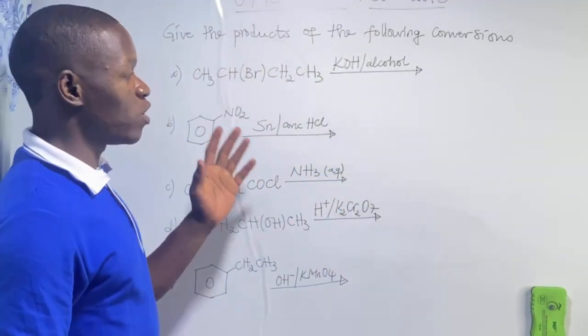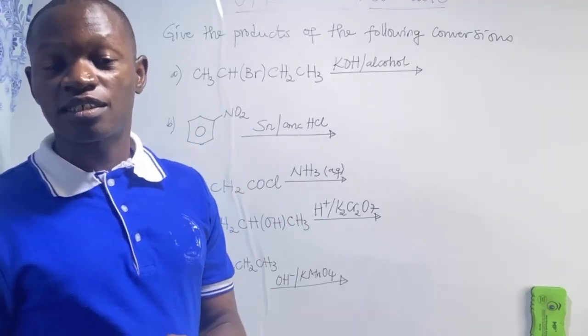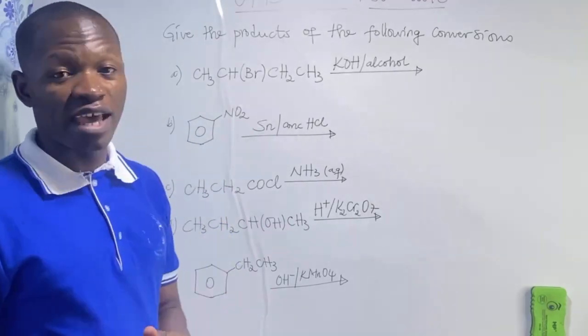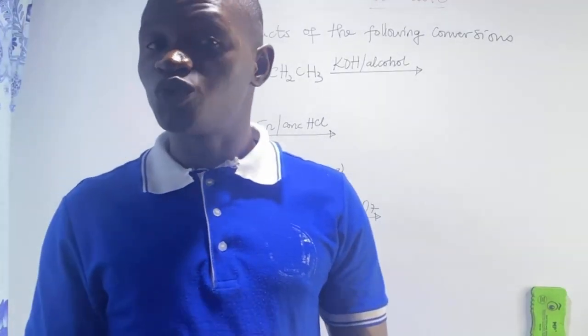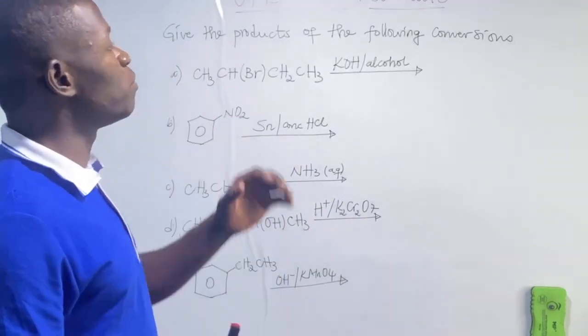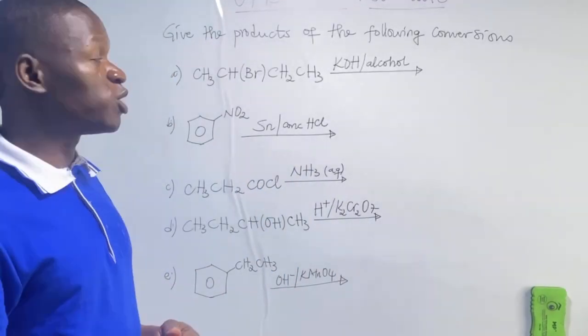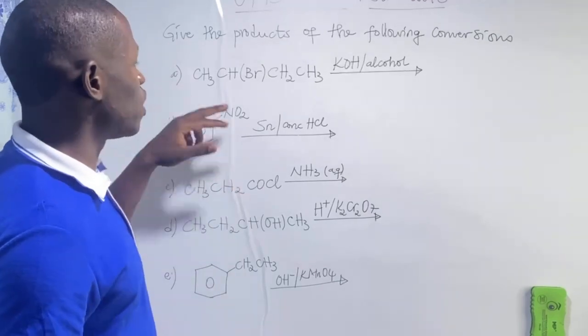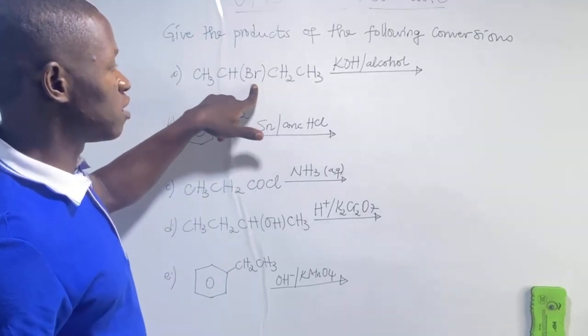So guys, we are going to do this exercise together. It is an extract from Cameroon GCE June 2016. It says: give the products of the following conversions. So the first, we have a halogen, right?